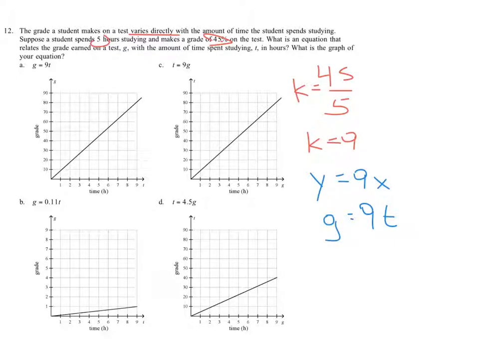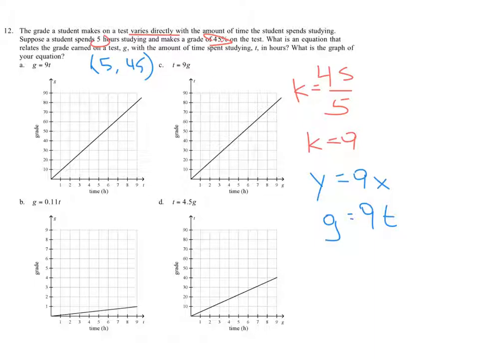Okay? So which graph matches with that? G equals 9t. That looks like it's A, and let's just check that the point 5 hours of studying, comma 45, grade of 45, 5 comma 45 is in there, and indeed that's right there.